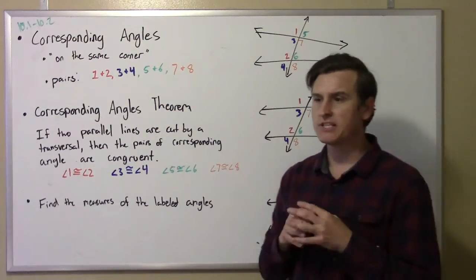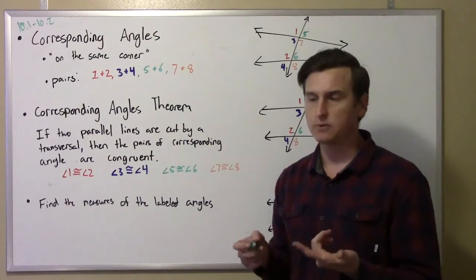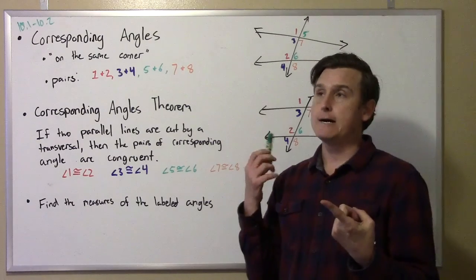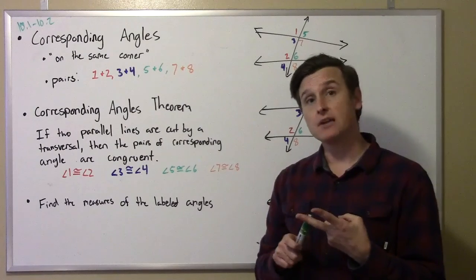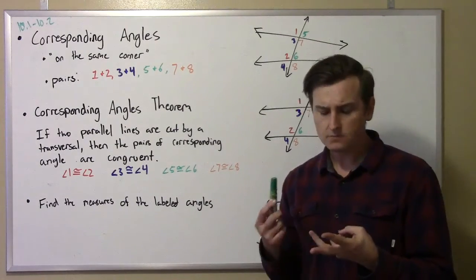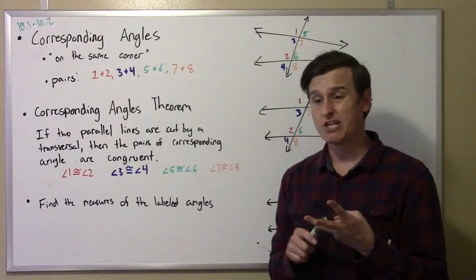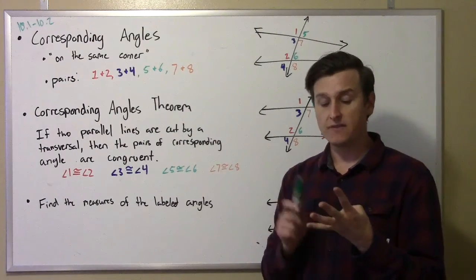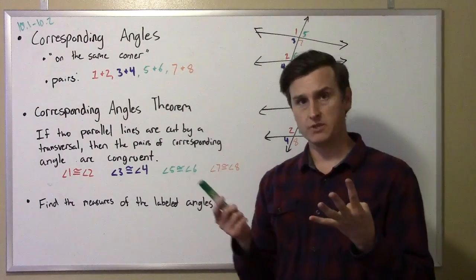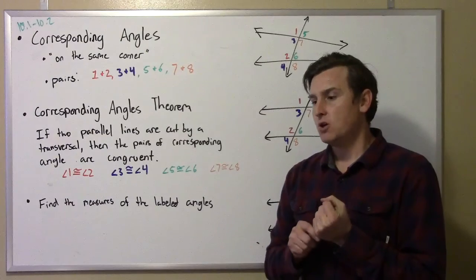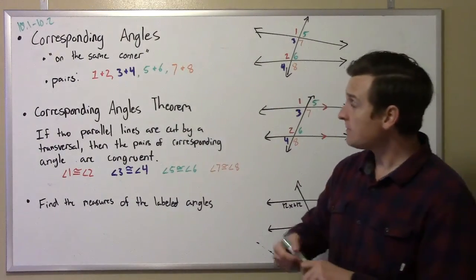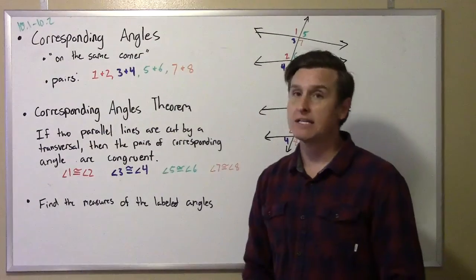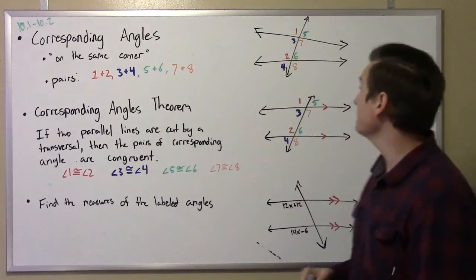So let's think about the angle relationships that we already have. We have complementary angles that sum to 90. We have supplementary angles that sum to 180. We have linear pairs where they're adjacent and supplementary. We have vertical angles that are congruent to each other. We're going to get 4 more today, and the first one we're going to talk about is called corresponding angles. So let's talk about that.